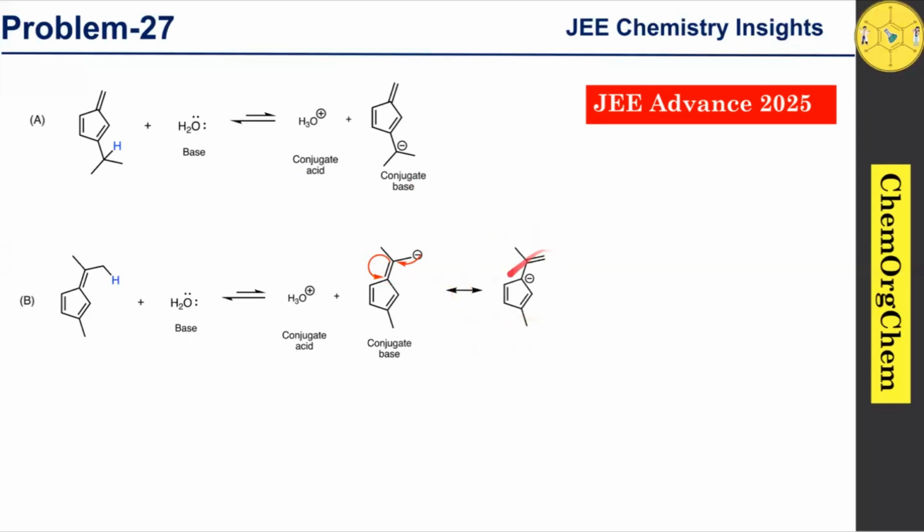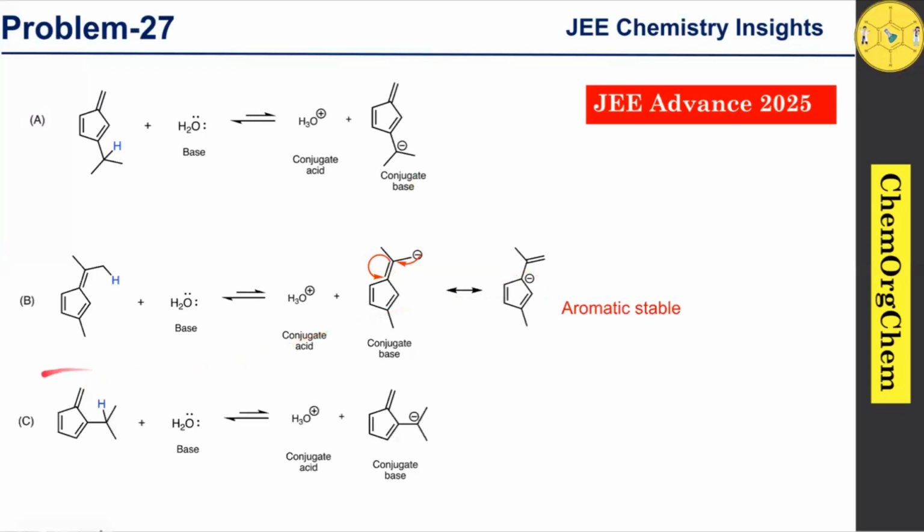Now closely look at this resonance structure. Here you see that this core is a cyclopentadienyl anion core. This means that this particular structure is stable by aromaticity, since this cyclopentadienyl anion obeys the Huckel rule.